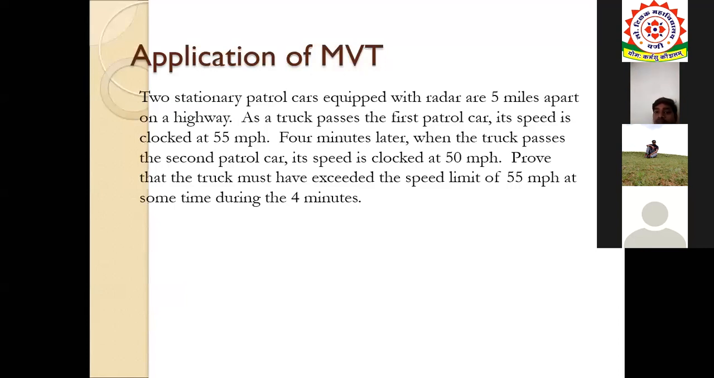Two stationary patrol cars equipped with radar are 5 miles apart on a highway. As the truck passes the first patrol car, its speed is clocked at 55 miles per hour. 4 minutes later, when the truck passes the second patrol car, its speed is clocked at 50 miles per hour. Show that the truck must have exceeded the speed limit of 55 at some time during the 4 minutes.